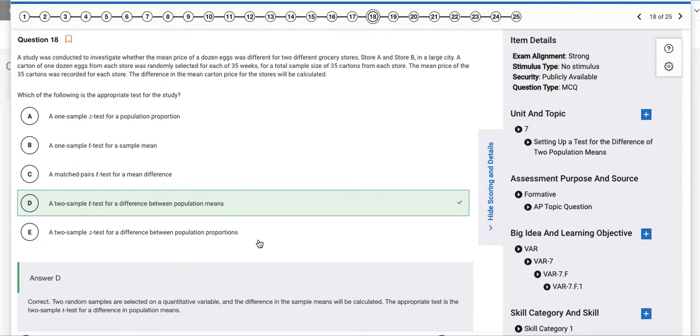Yeah, number 18, the same thing. We're comparing two means, two population means, not proportions. Proportions for option E might look tempting, but we're not talking about proportions up here. There's no percentages or something out of something given.